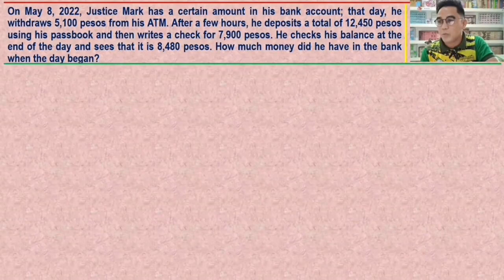On May 8, 2022, Justice Mark has a certain amount in his bank account. That day, he withdraws 5,100 pesos from his ATM. After a few hours, he deposits a total of 12,450 pesos using his passbook, and then writes a check for 7,900 pesos. He checks his balance at the end of the day and sees that it is 8,480 pesos. How much money did he have in the bank when the day began?